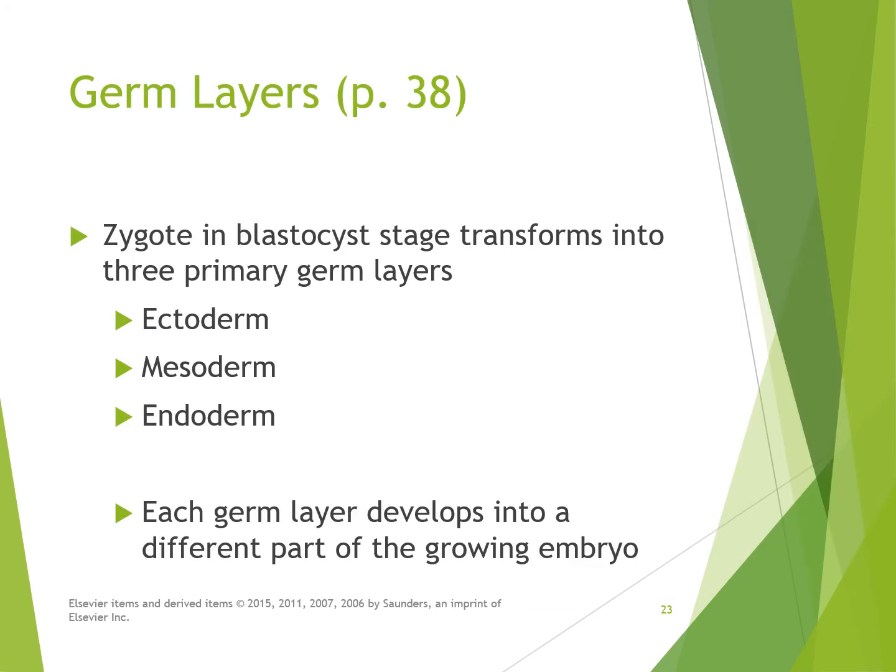Germ layers, really important. So the zygote in the blastocyst stage transforms into 3 primary germ layers: the ectoderm, mesoderm, endoderm. Okay, endo, inside, right? Each germ layer develops into a different part of the growing embryo. Just beyond fascinating and beyond miraculous.